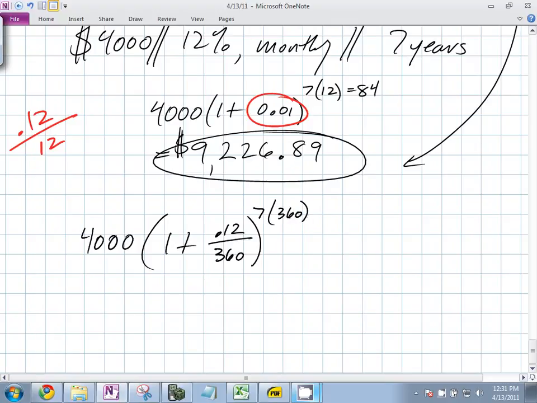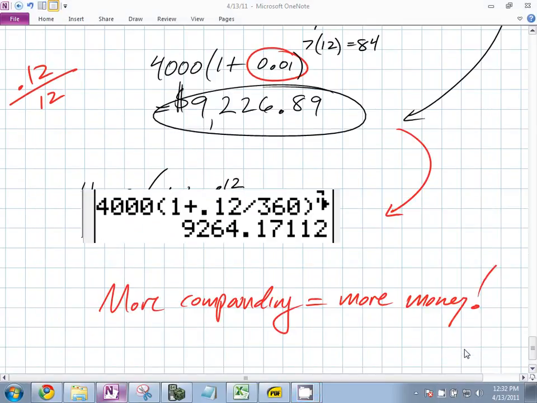So if you do this, it's the same thing, but now we're compounding it how often? Every day. The more you compound, the more money you should make. So we can keep on compounding hourly, by the second, and we'll always make more money. So should we be able to make a ton of money? Yeah, well, let's try it.